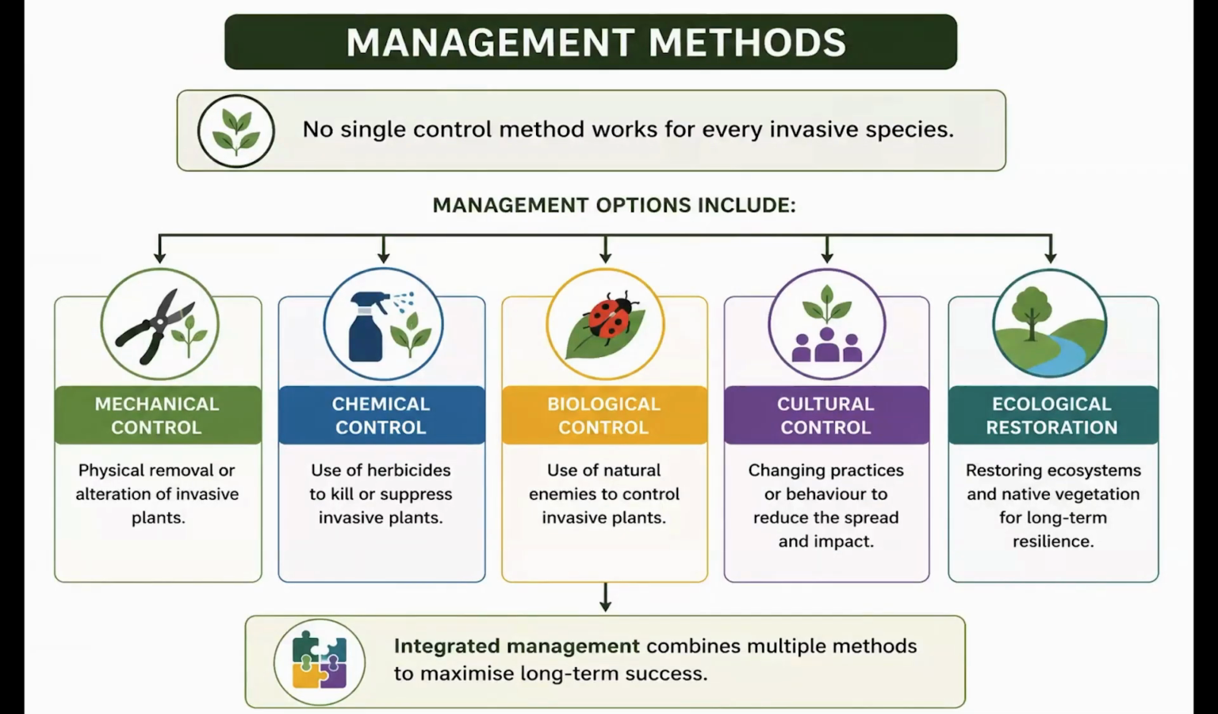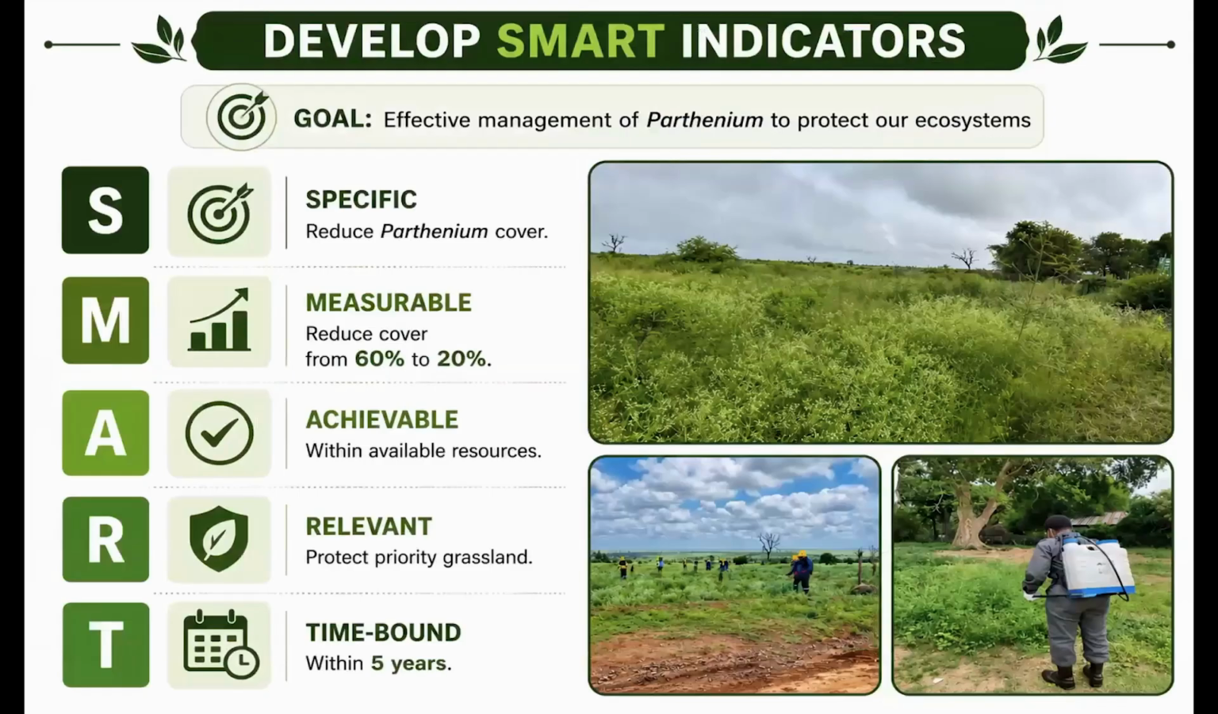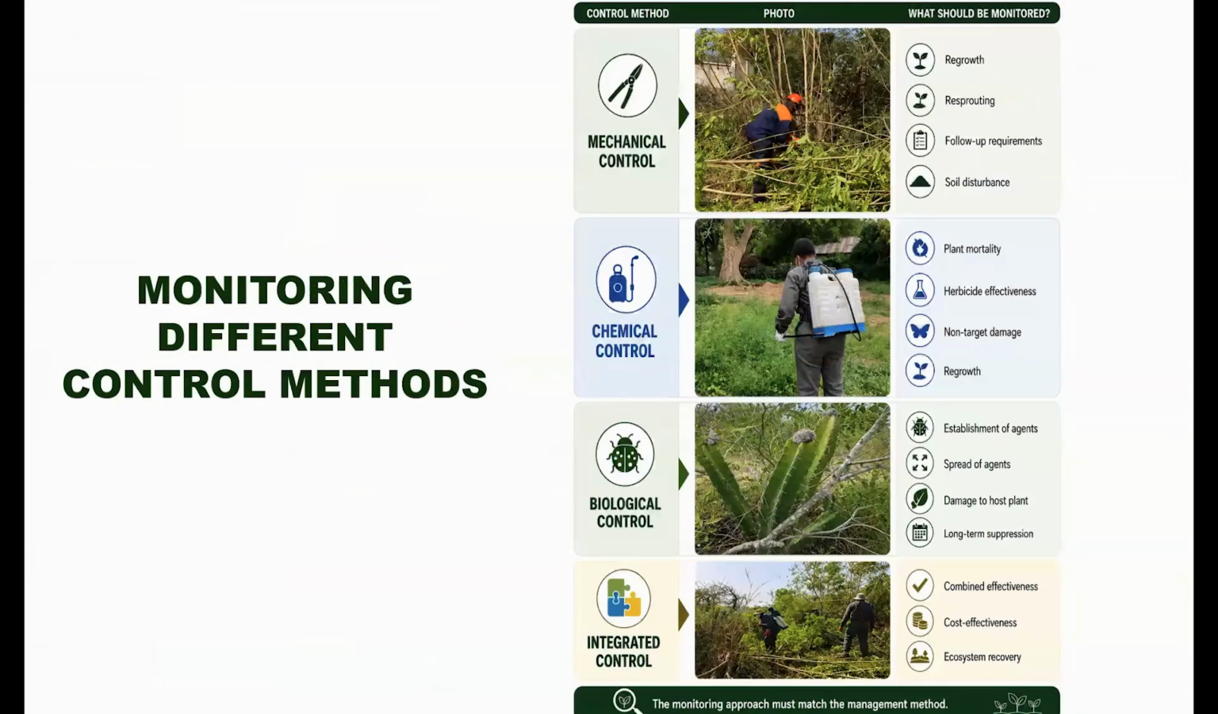So there are various control methods that are available to managers to manage invasive alien species. I'm not going to go into this. I think Waldorf covered these methods in great detail. But maybe what I can just say is that sometimes you can use different methods combined. This is what we call integrated control methods. In the different control methods, your monitoring will not be the same because the methods are different.